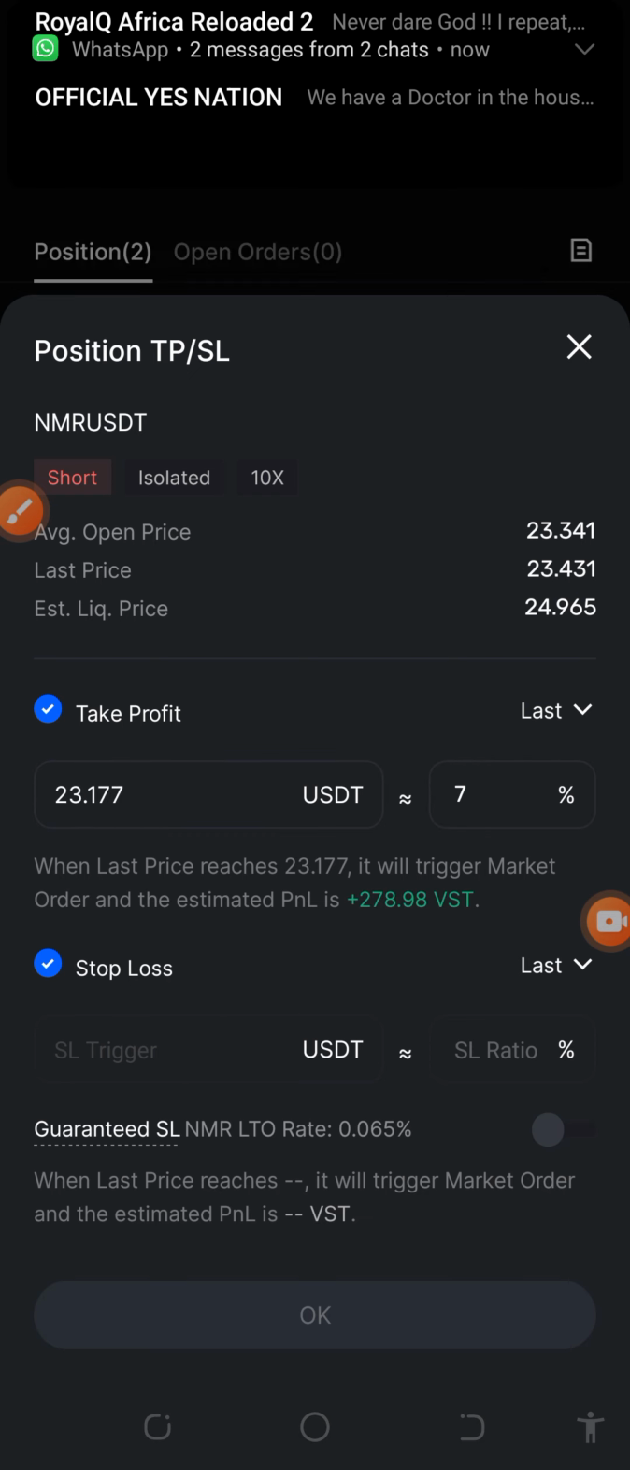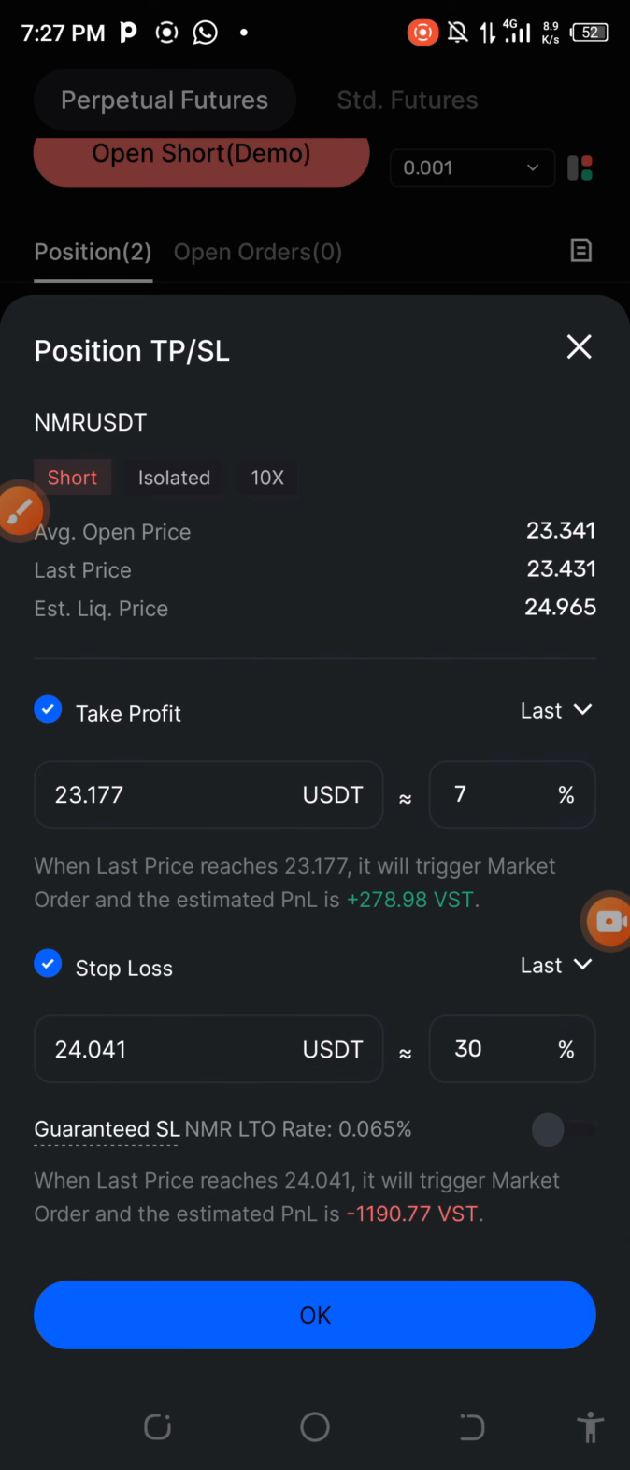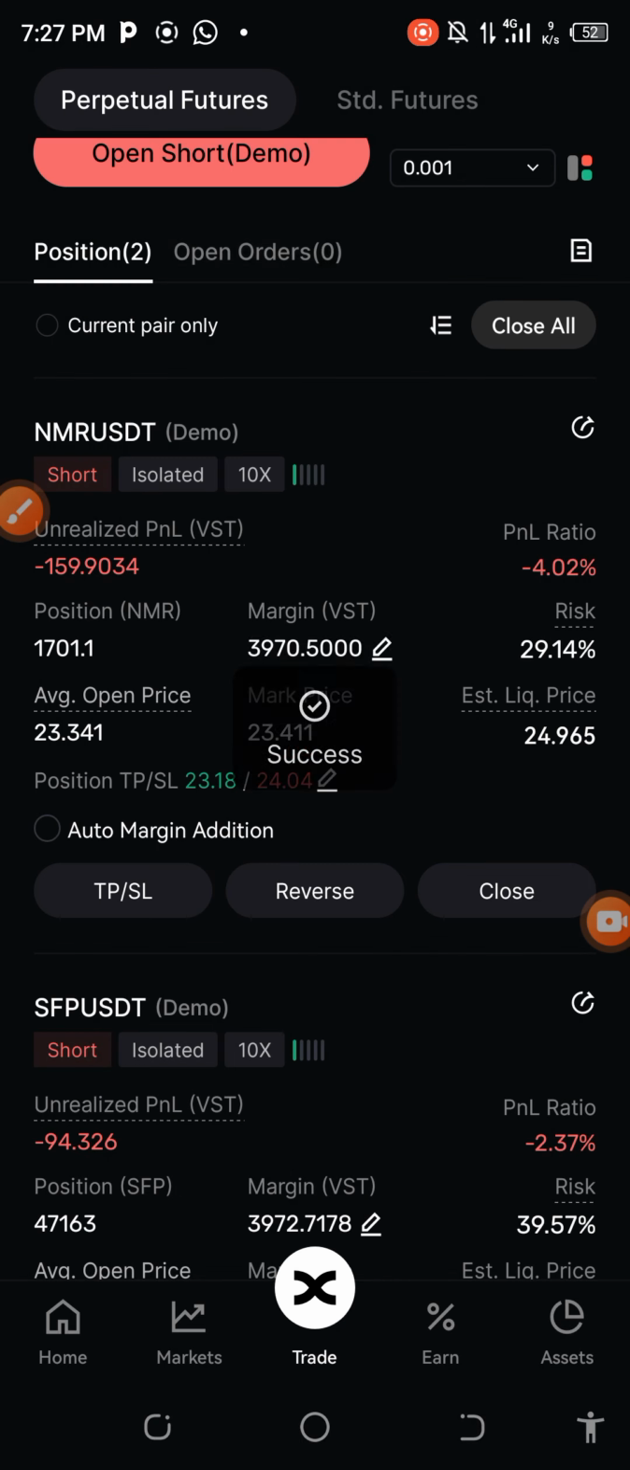I want to say 10%. Then my stop loss, I will say minus 30%. Once I'm at minus 30%, I want to forfeit and forgo the market. I want to get out of the market. Yeah, I want my loss to be minimal.